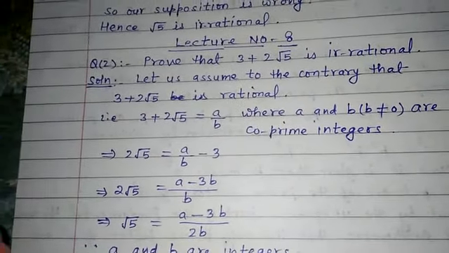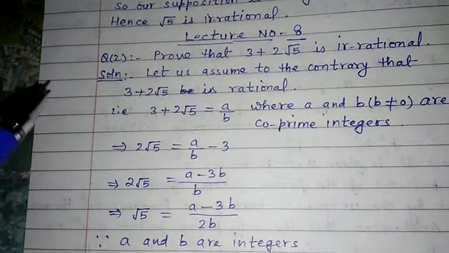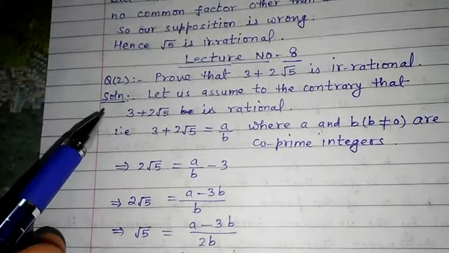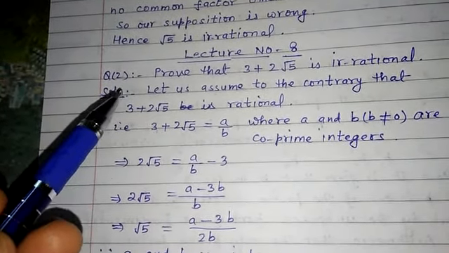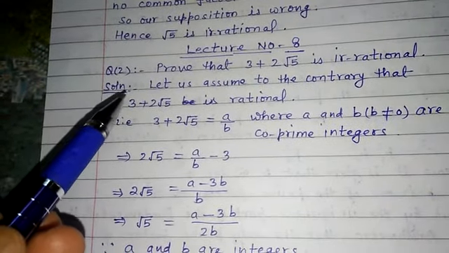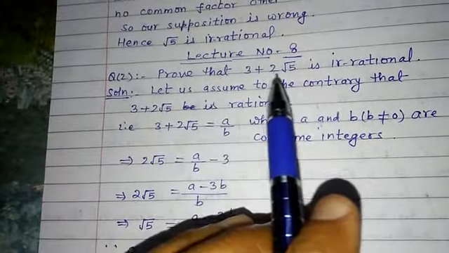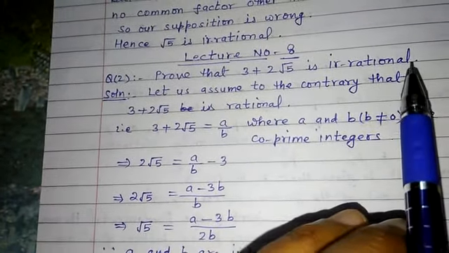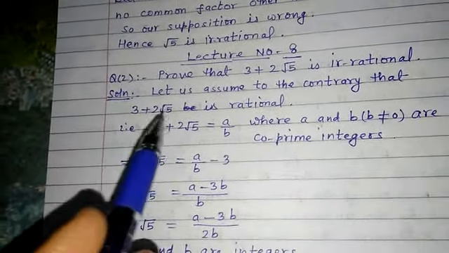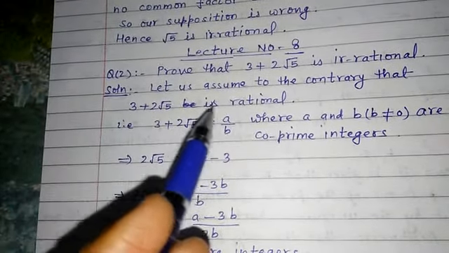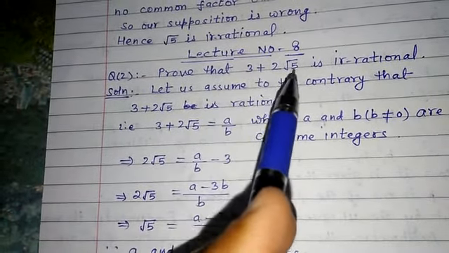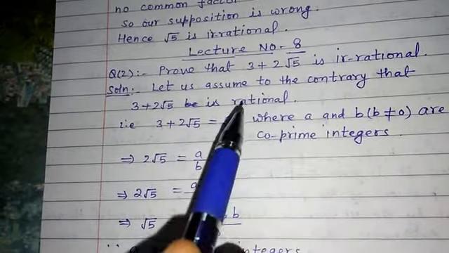So this is lecture number 8 of chapter 1. Now let us solve some more questions of exercise 1.3. Now question number 2. Prove that 3 plus 2 root 5 is irrational. Now let us assume that 3 plus 2 root 5 is a rational number.